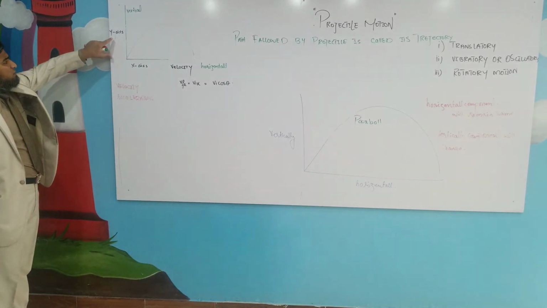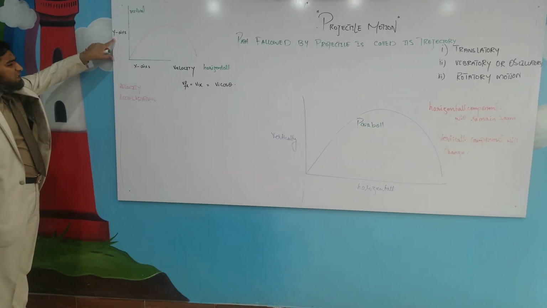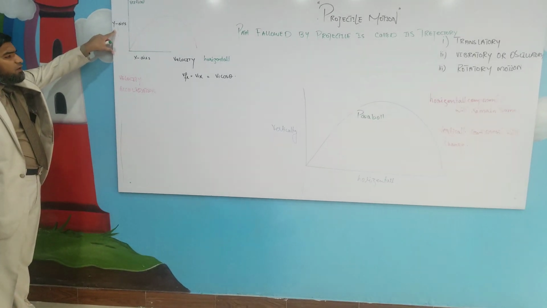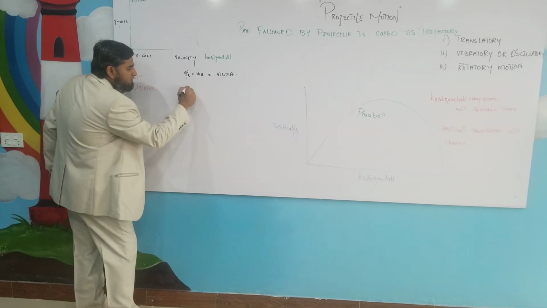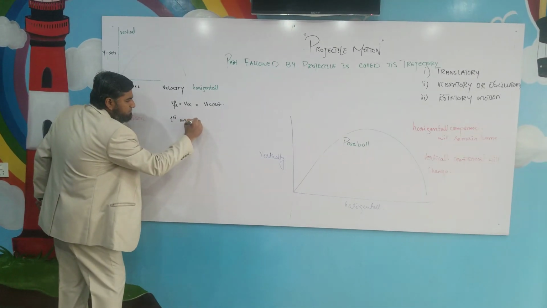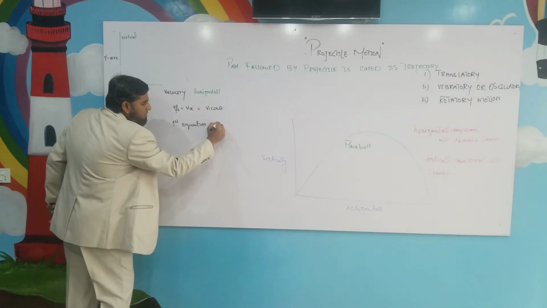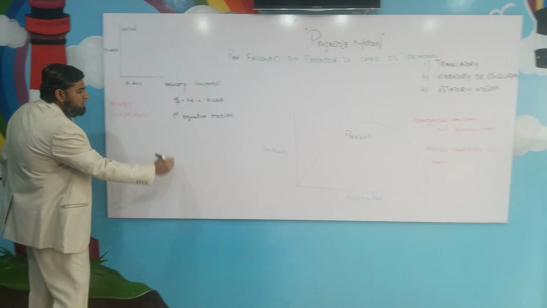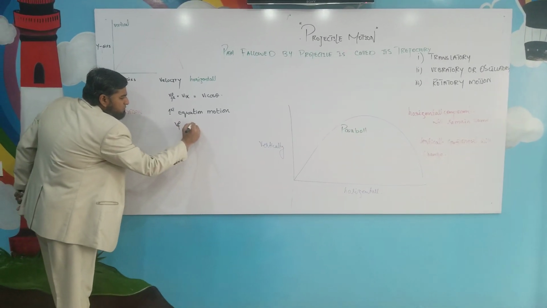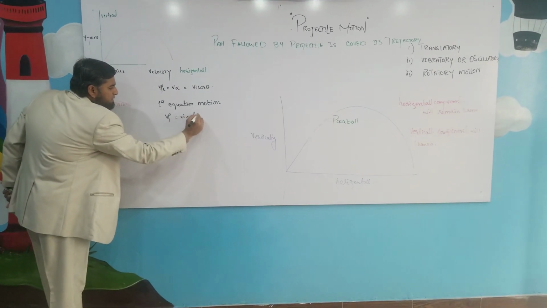But what will be the vertical component of the velocity for a projectile motion? For that I have the first equation of motion, which is Vf is equal to Vi plus at.